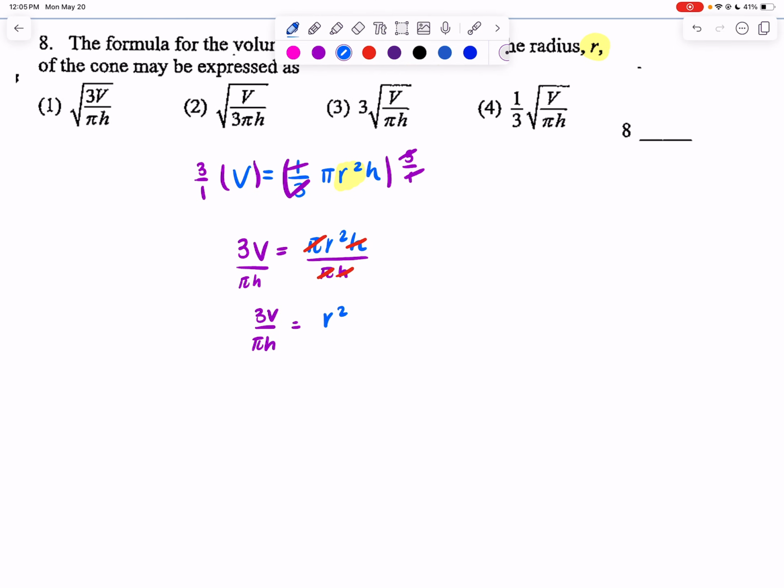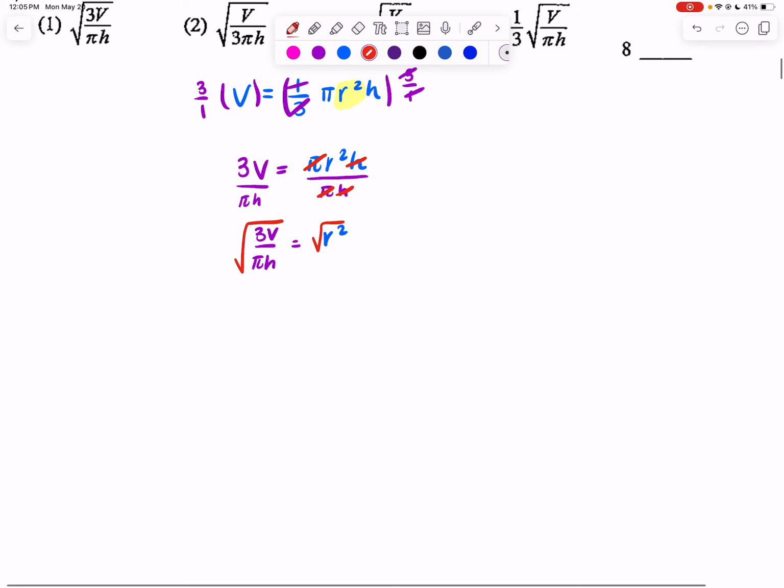This is a tricky one, because if you look at all of your answer choices, they contain a radical. So that means my answer is going to have to contain a radical. So we have to ask ourselves, how do we get rid of that square that's attached to our variable? Well, it's easy. We just take the square root of both sides. So I take the square root of both sides of my equation.